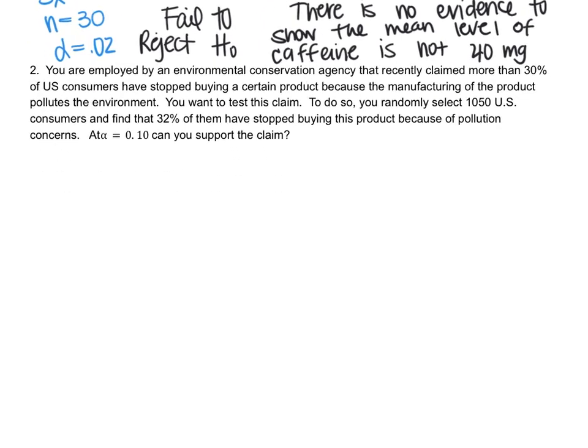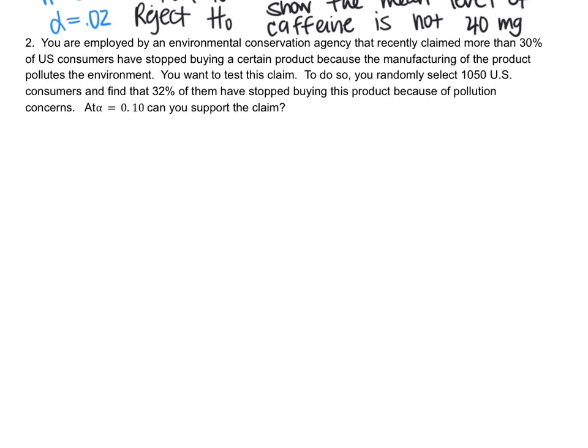Our next example is you are employed by an environmental conservation agency that recently claimed more than 30% of U.S. consumers have stopped buying a certain product because the manufacturing of the product pollutes the environment. You want to test this claim. To do so, you randomly select 1,050 U.S. consumers and find that 32% of them have stopped buying this product because of pollution concerns. At alpha equals 0.10, can you support the claim?